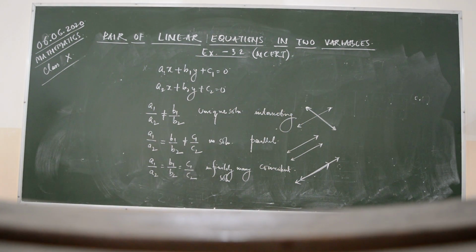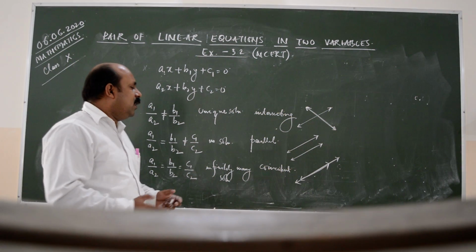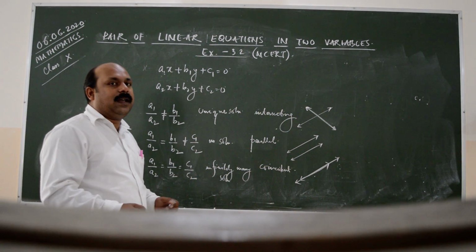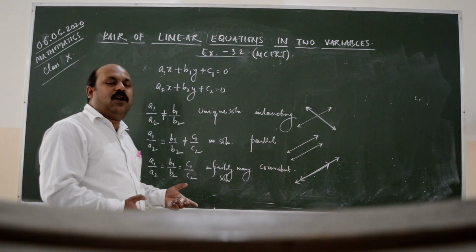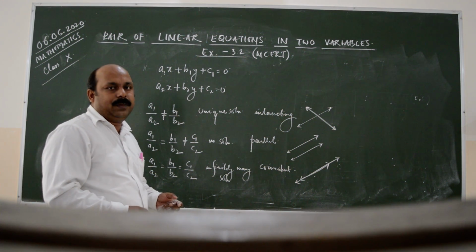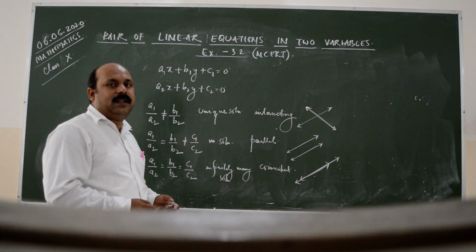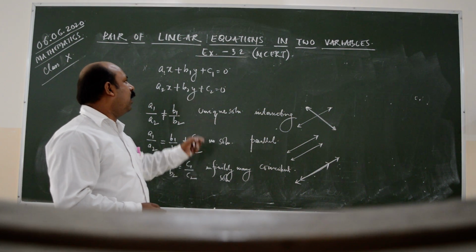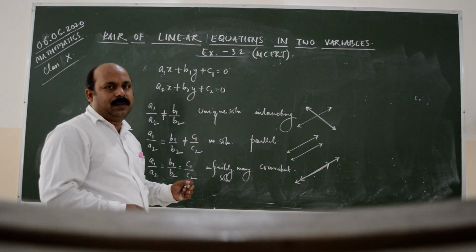So based on this concept, few questions are asked in exercise 3.2, and the second part in this exercise is based on graphical solution. Solve the pair of linear equations graphically. So what do we understand by graphical solution? We will plot the graph of the corresponding equation.